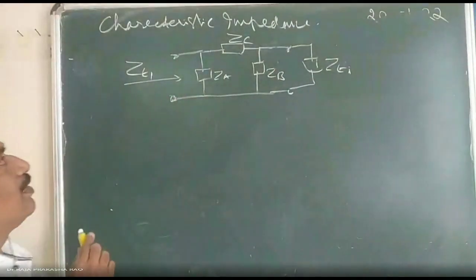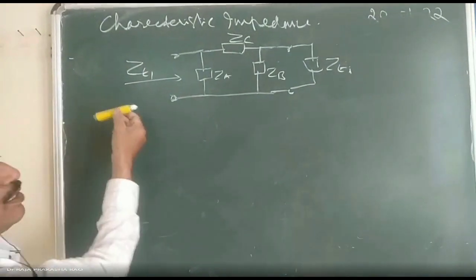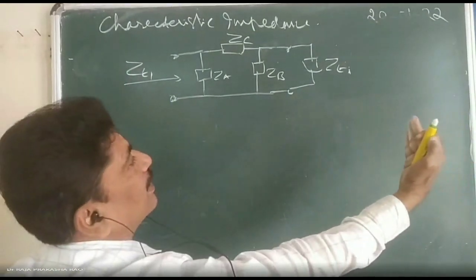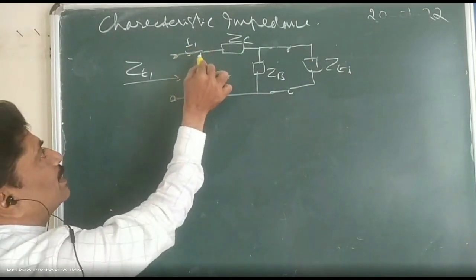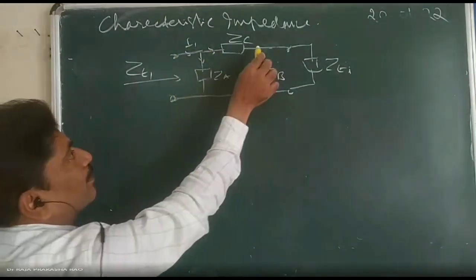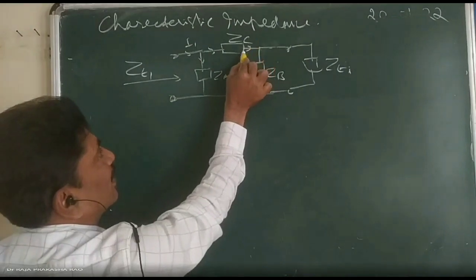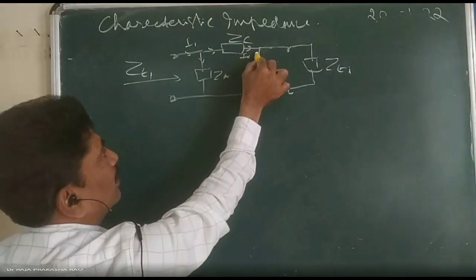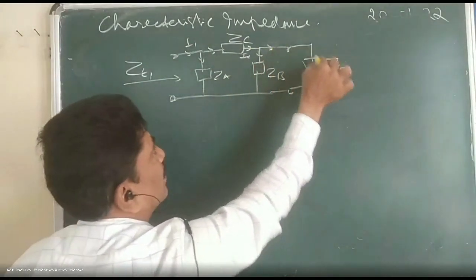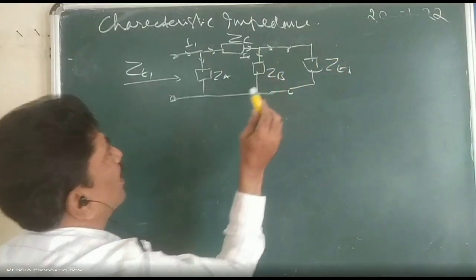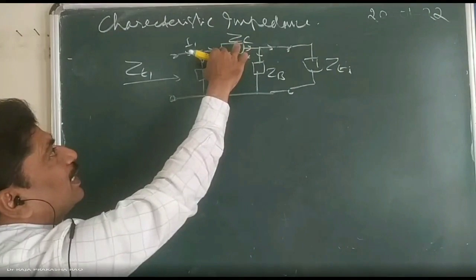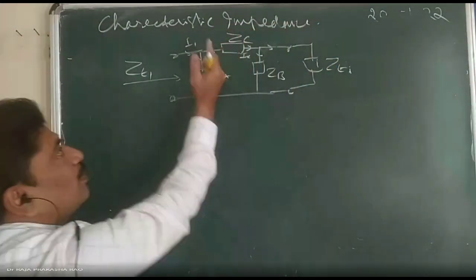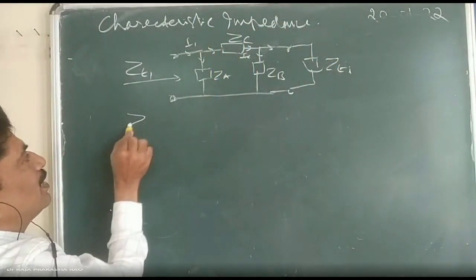How to find out ZT1 now? Looking from this end, we start calculating the impedance from this end. The current is flowing into the network like this, let this be IC. IC is split into two currents. So these two will be in parallel. This parallel combination will be in series with this. And this total combination will be parallel with this. In that way, you can find out ZT1.